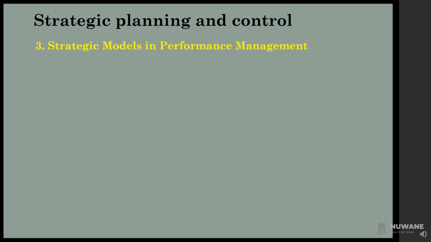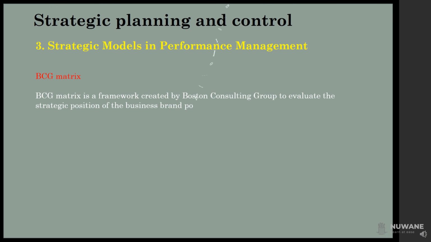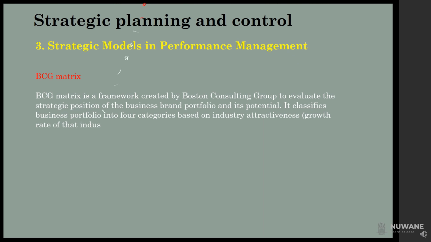The next model we are learning here is the BCG matrix. The BCG matrix is a framework created by Boston Consulting Group to evaluate the strategic position of a business brand portfolio and its potential. It classifies the business portfolio into 4 categories, based on industry attractiveness, growth rate of that industry, and competitive position, relative market share.